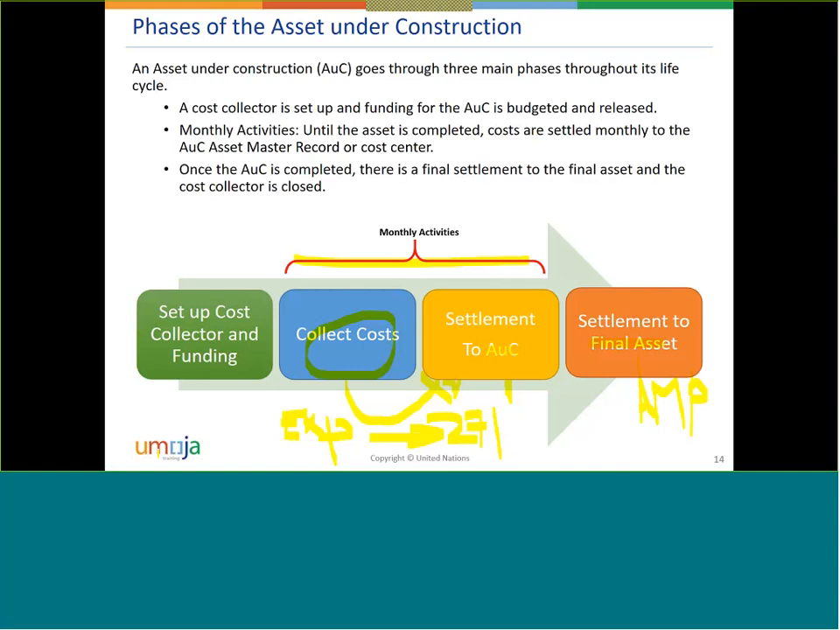Now, did you follow me? Is it clear, these four phases that asset under construction has? Please click on the green check if it's fine. We start by setting up the cost collector and receiving the funding. Then we have monthly activities, collecting the costs and settling to the asset under construction. And then once it's finished, we settle to the final asset.